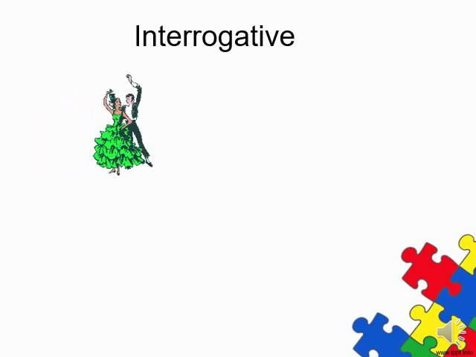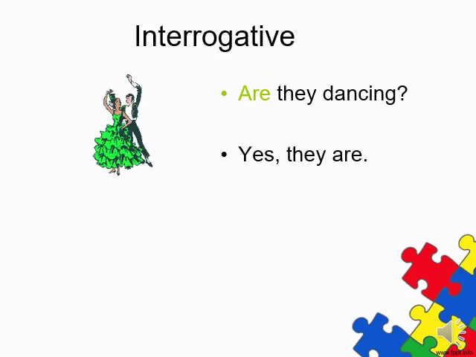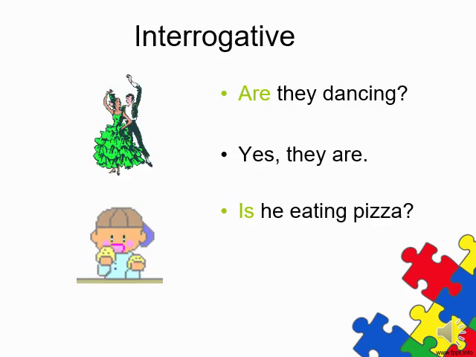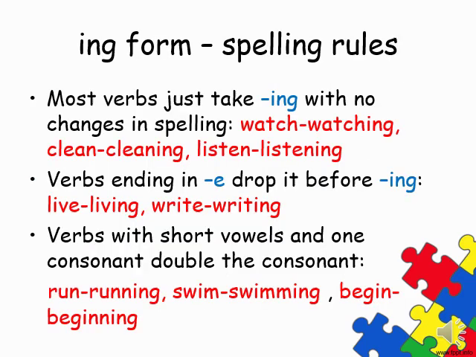Again, the interrogative form. Are they dancing? Yes, they are. Is he eating pizza? No, he isn't. What about the spelling rules in the present continuous?